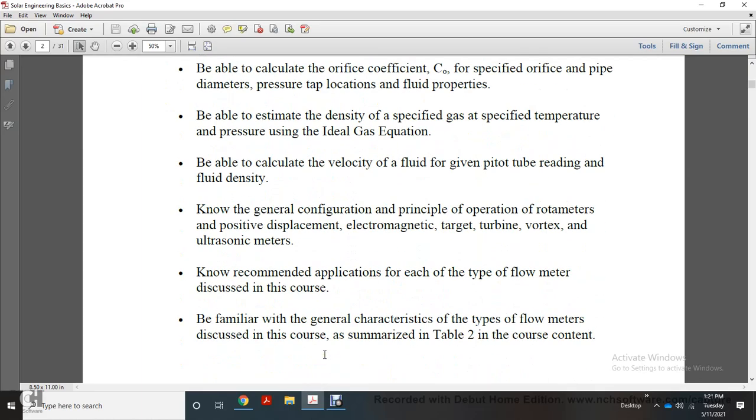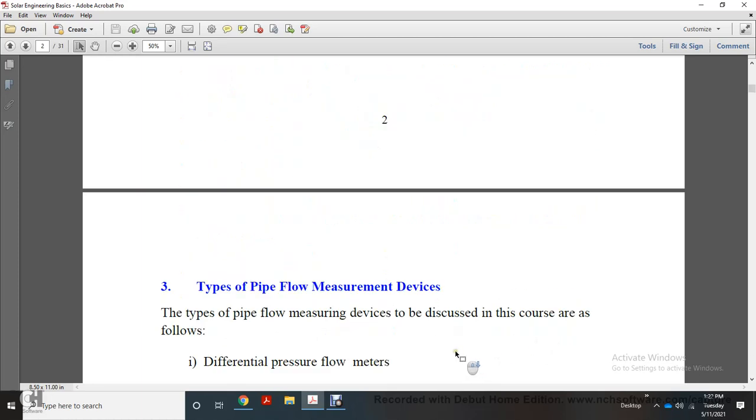Know the general configuration and principle of operation of rotameter, positive displacement, electromagnetic, target, turbine, vortex, and ultrasonic meters. Know the recommended application of each type of flow meter discussed in this course. Be familiar with the general character of the types of flow meters discussed in this course, summarized in Table 2 of the course content.